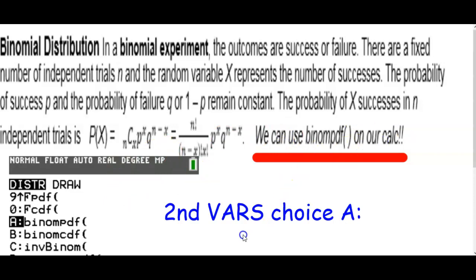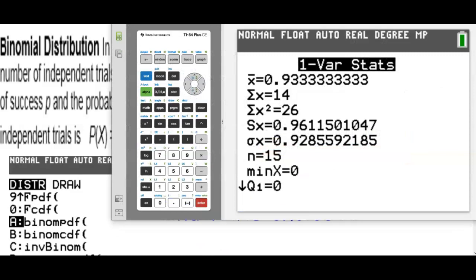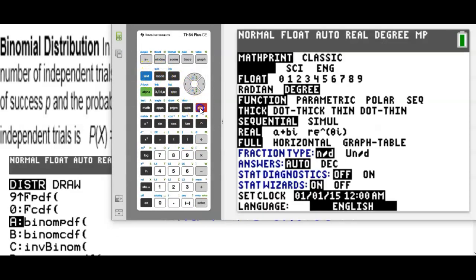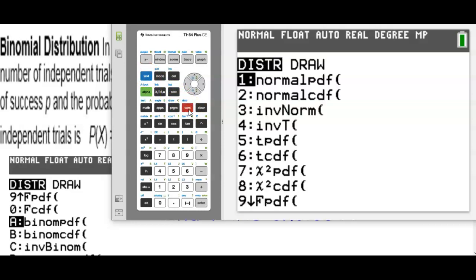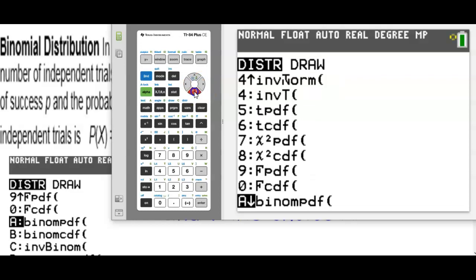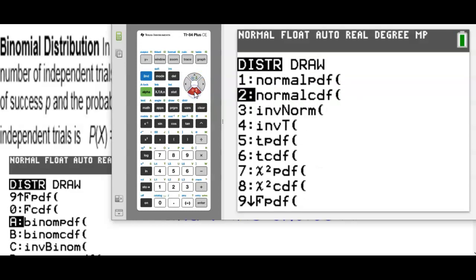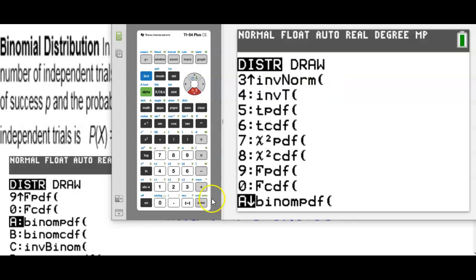All right, let me show you where that is. It is under, let me get out of this, okay. So it's under the vars key here, but you have to do second first. It's a distribution. Second, vars, okay. And then it is choice A, as I've shown on the side over there. Whoa, sorry. Scroll down. I went too fast. There it is.